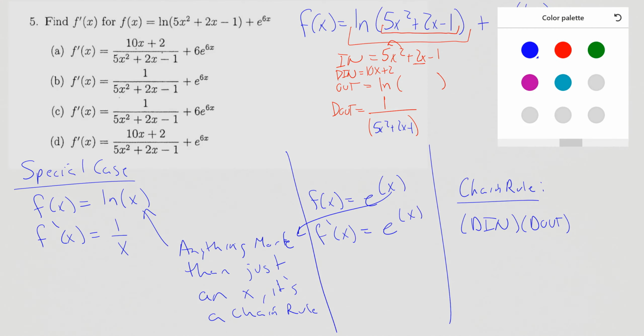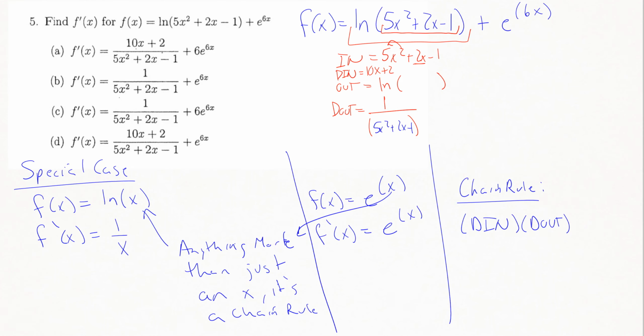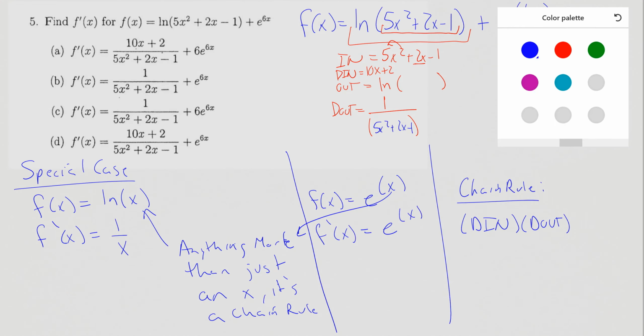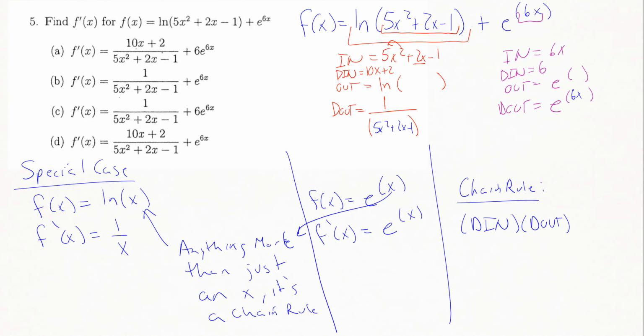And then if we do the same thing for our e to the x here, our in this situation would be the 6x. Our out in this situation would be e to a bunch of stuff. So the d in for us on that would be derivative of 6x, the derivative of a number times x will just be 6. And the d out is going to be just staying the exact same, so e to a bunch of junk. So that 6x would stay up in there.